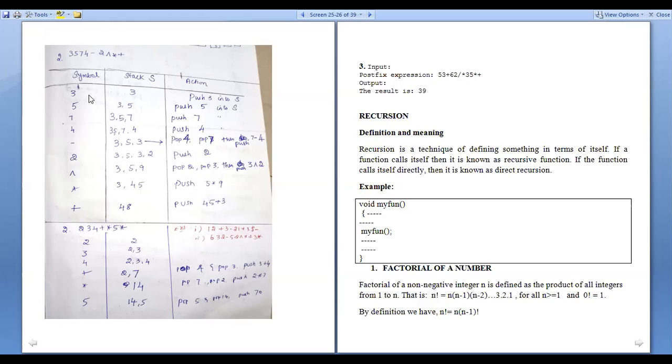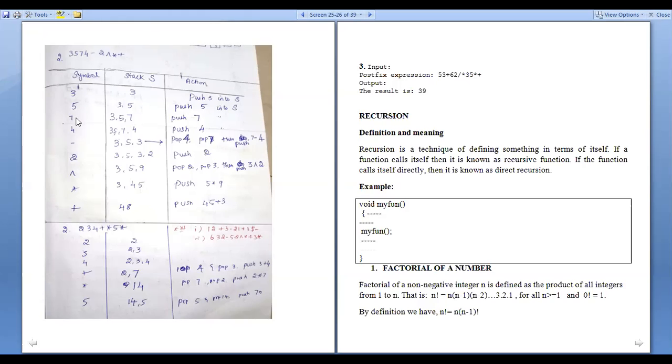What we are going to do with respect to the expression is, the first symbol is an operand, and the operand will be pushed to the stack. So the action we are going to write is push 3 into S. S represents stack. Then we have the next symbol 5. The 5 will be pushed to stack S, on top of 3.